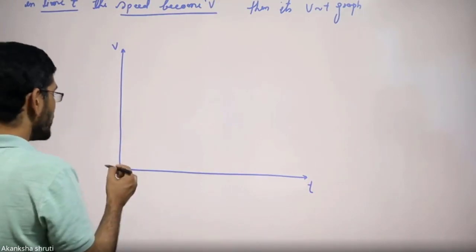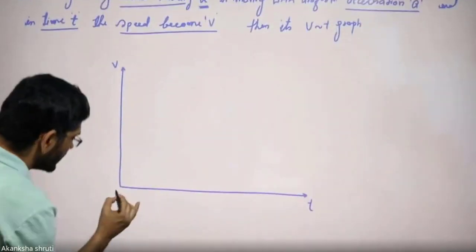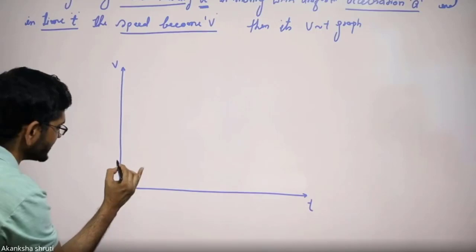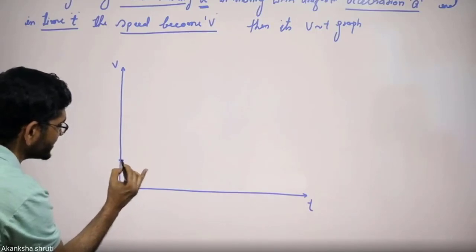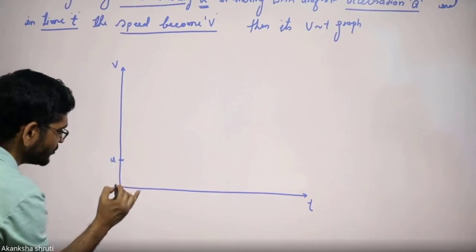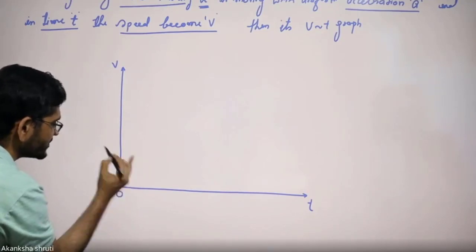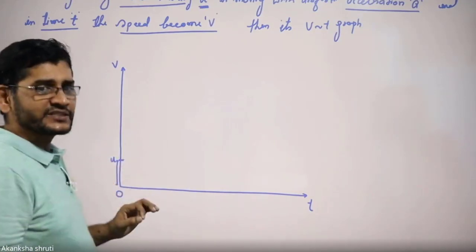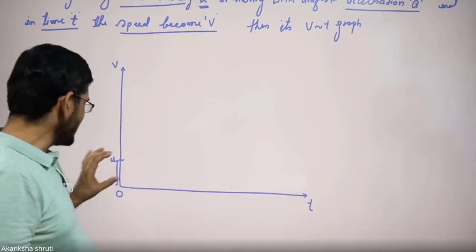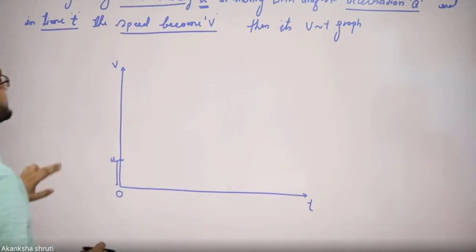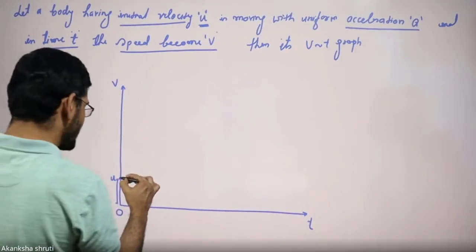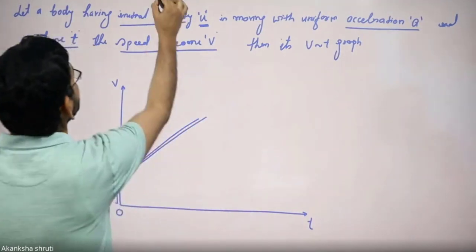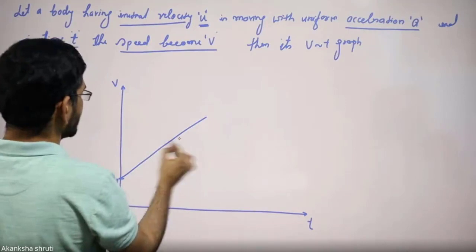Now the body has initial speed u, meaning at time t equals 0 on this vertical axis where the velocity is, it must have some initial value. Initial value u is from here to here, this much. This gap could be 10 meter per second, 5 meter per second, 2 meter per second, any one value. While it is moving, it has uniform acceleration. Then we have learned that for uniform acceleration, the graph is a straight inclined line.